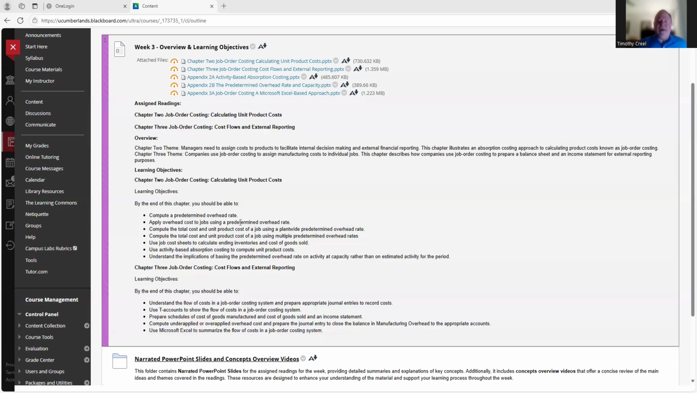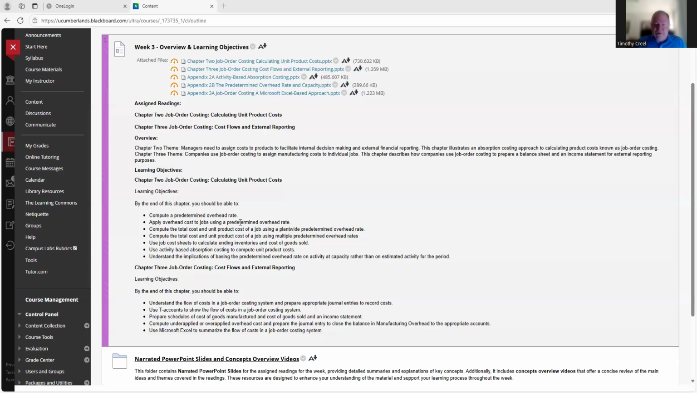So, a predetermined overhead rate. One of the biggest challenges a lot of times that companies have in job order costing is how to allocate overhead cost. So, an overhead would be all of the cost of production that are not direct materials or direct labor. So overhead costs are not always really directly related to the product that you're producing. So you have to find ways to allocate those costs to your job or your product. And so companies come up with predetermined rates. We'll talk about that in this chapter.